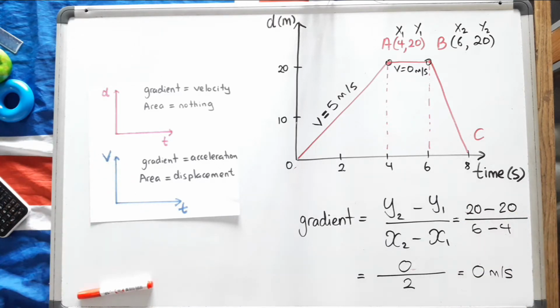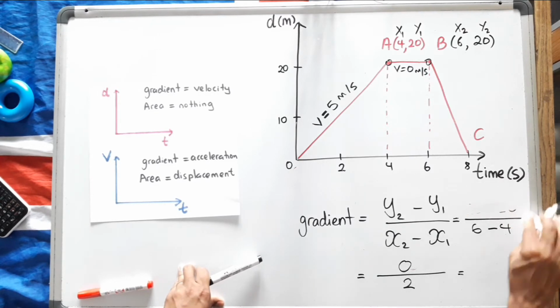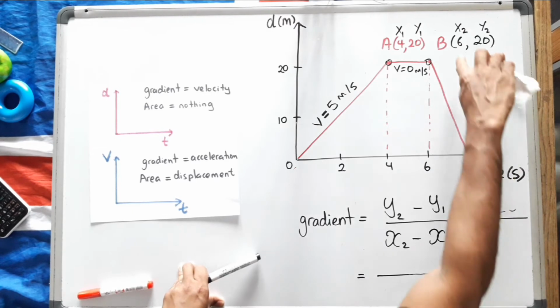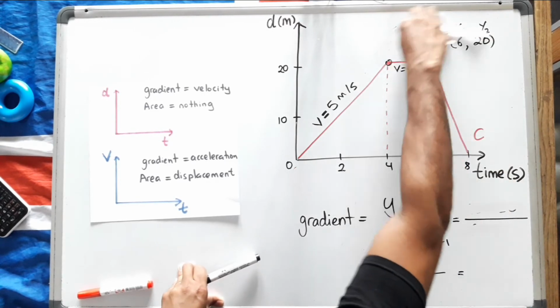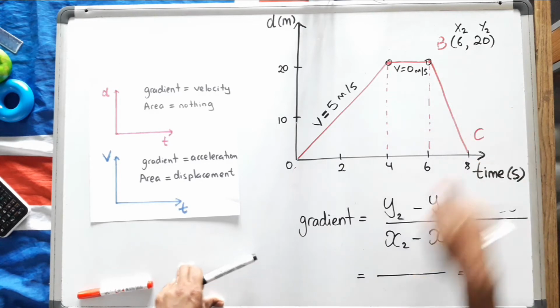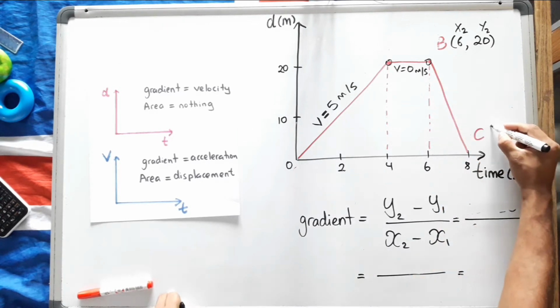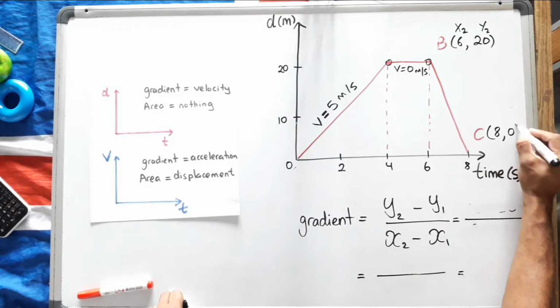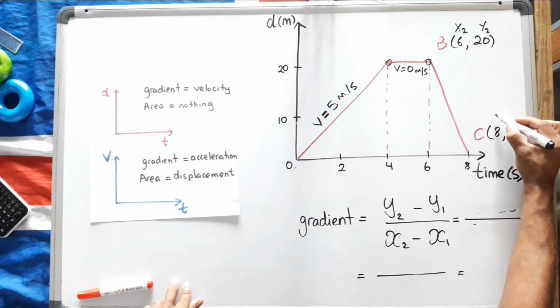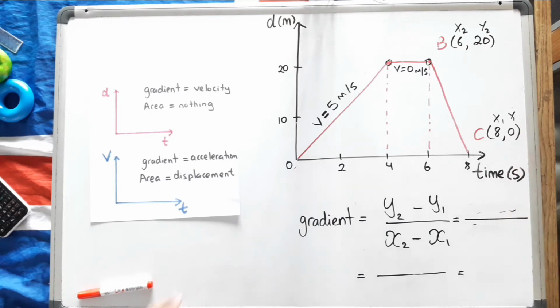Okay? Let's try the last one here. Let's find the velocity between B and C. I don't need point A because this line starts at B and ends at C. So C is (8, 0), 8 on the X, 0 on the Y. This one is already x2 and y2, so the other point just becomes x1 and y1.